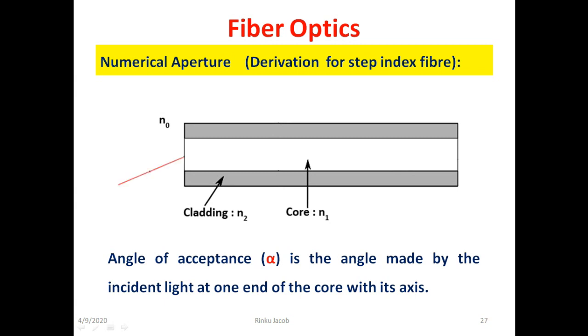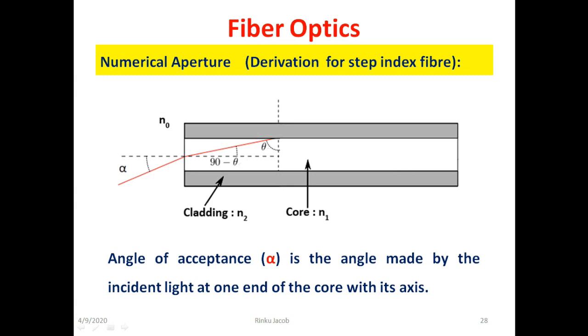The red line indicates the ray that is incident at one end face of the optic fiber, which is an interface between the surrounding medium and the core of the optic fiber. This ray is coming from a medium of refractive index N0 to the core of the optic fiber, which has a refractive index N1. So by drawing a normal to the interface, we mark the incidence angle as alpha, and this is called the acceptance angle in the optic fiber.